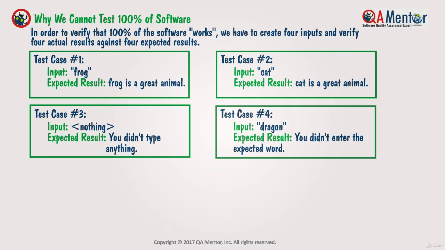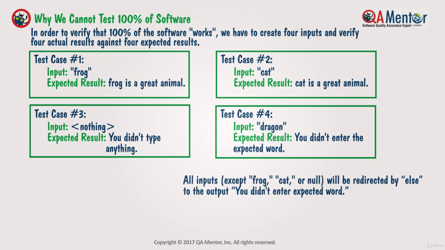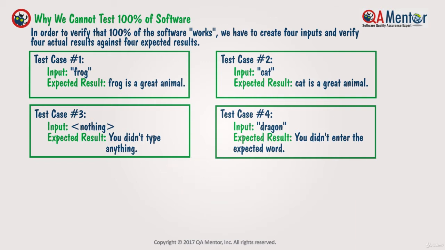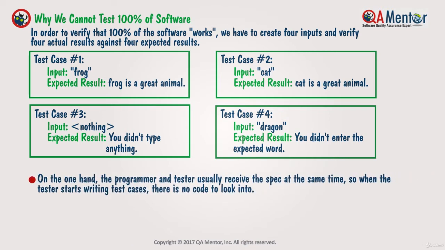Our confidence comes from the fact that looking at the code of the extremely simple program, froggy.py, we saw that all inputs except frog, cat, or null will be redirected by else to the output, you didn't enter expected word. But as a rule, testers don't look into the software code at all. Why? Because, on the one hand, the programmer and tester usually receive the spec at the same time, so when the tester starts writing test cases, there is no code to look into.